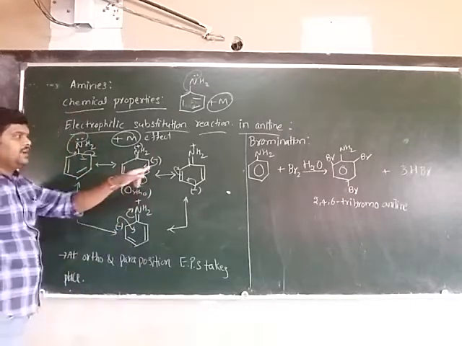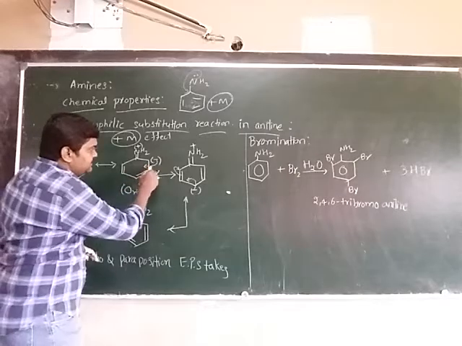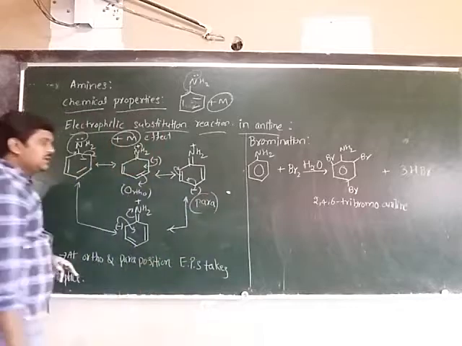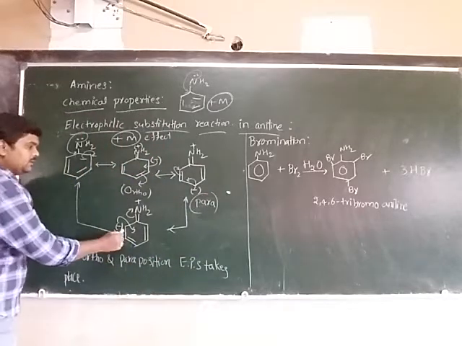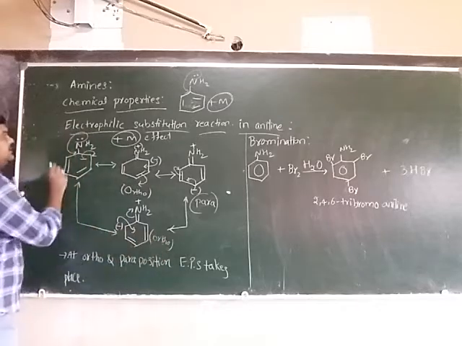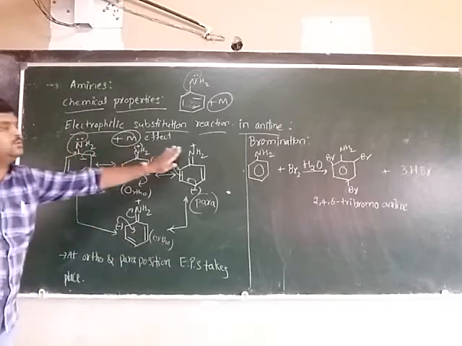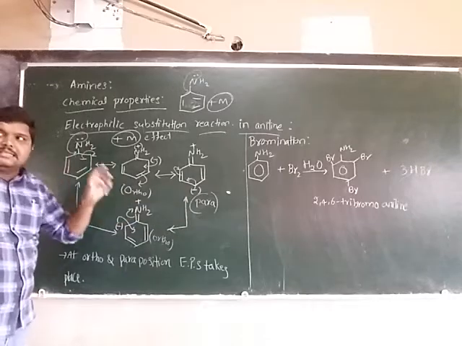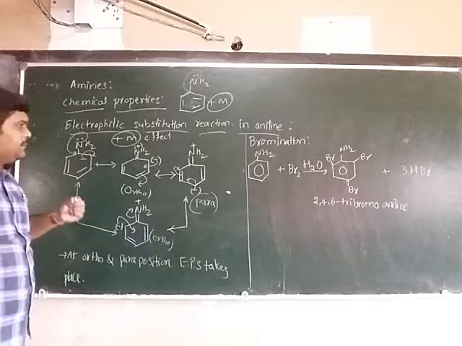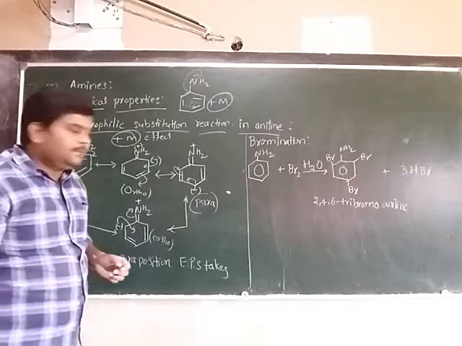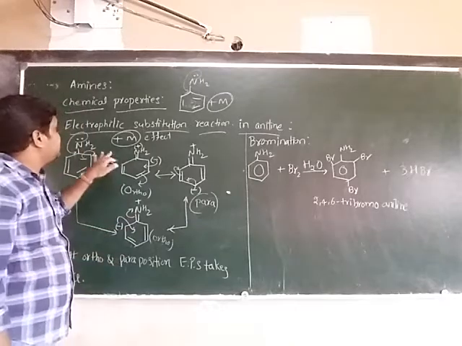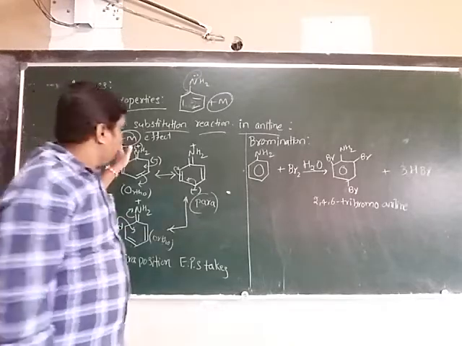At the ortho position we have more electron density. Again delocalization takes place. Now at the para position we have more electron density, and now at the ortho position we have more electron density, and finally the original structure. So these are a few resonating structures. In these resonating structures we found that at the ortho and para positions we have more electron density because of the +R effect of the NH2 group on aniline.